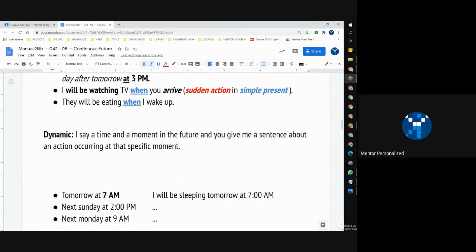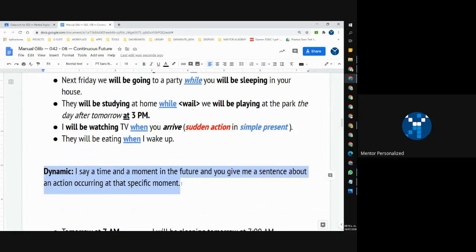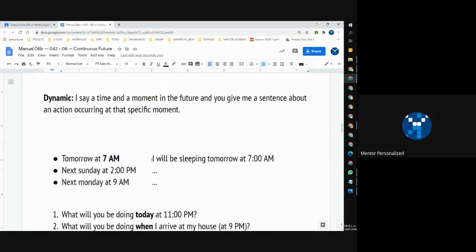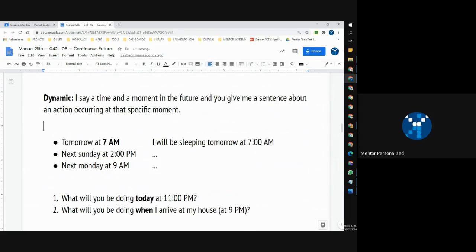Okay, excellent. We have a dynamic here. Can you read the dynamic instructions? I say a time and a moment in the future, and you give me a sentence about an action occurring at that specific moment. Okay, very good. Repeat sentence. Sentence. Occurring. Very good. For example, I say, tomorrow at 7 a.m. And you say, I will be sleeping tomorrow at 7 a.m. Repeat. I will be sleeping tomorrow at 7 a.m. Very good. Okay, next Saturday at 2 p.m.